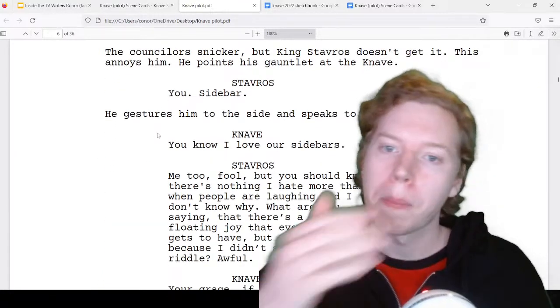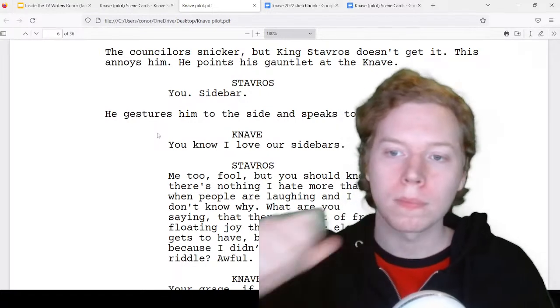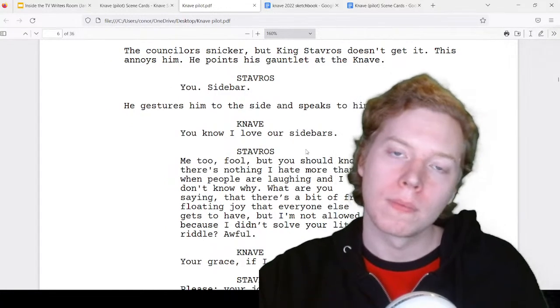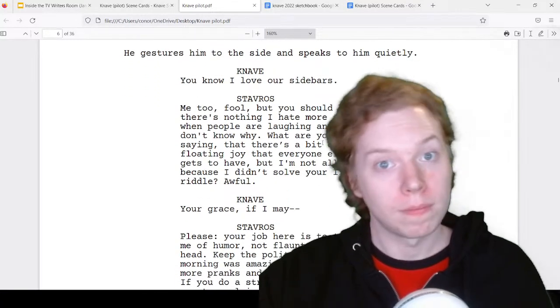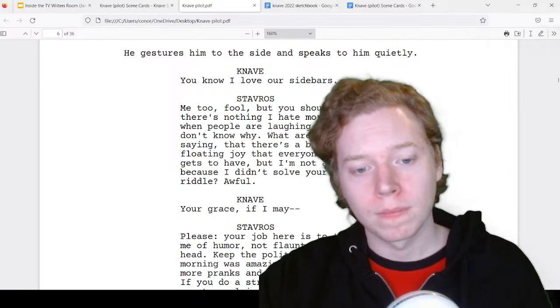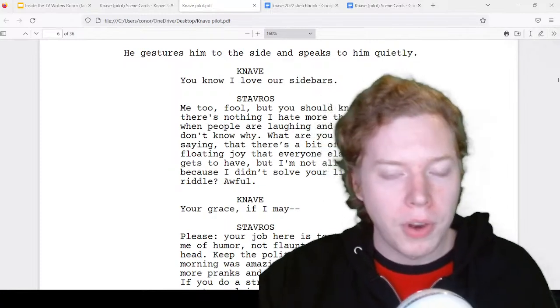The councilors snicker, but King Stavros doesn't get it. This annoys him. He points his gauntlet at the knave. You, sidebar. He gestures him to the side and speaks to him quietly. You know I love our sidebars.